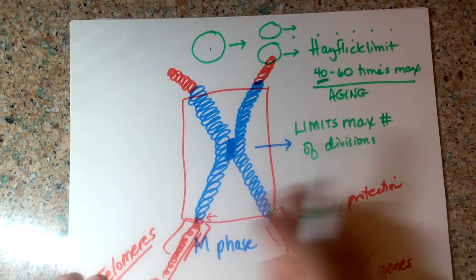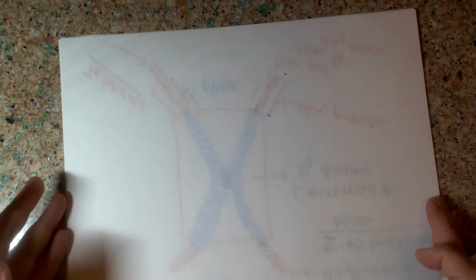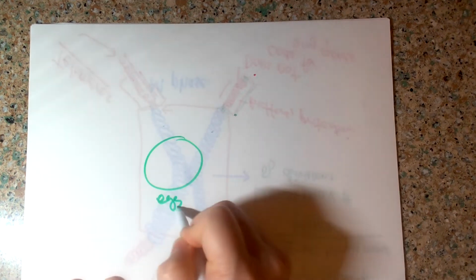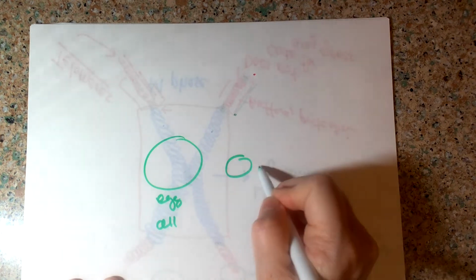When you were created, okay, you were created from an egg cell and a sperm cell.